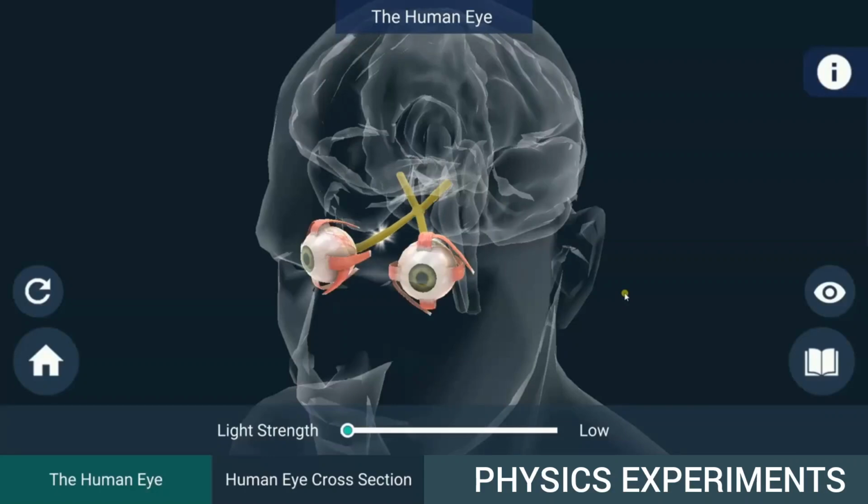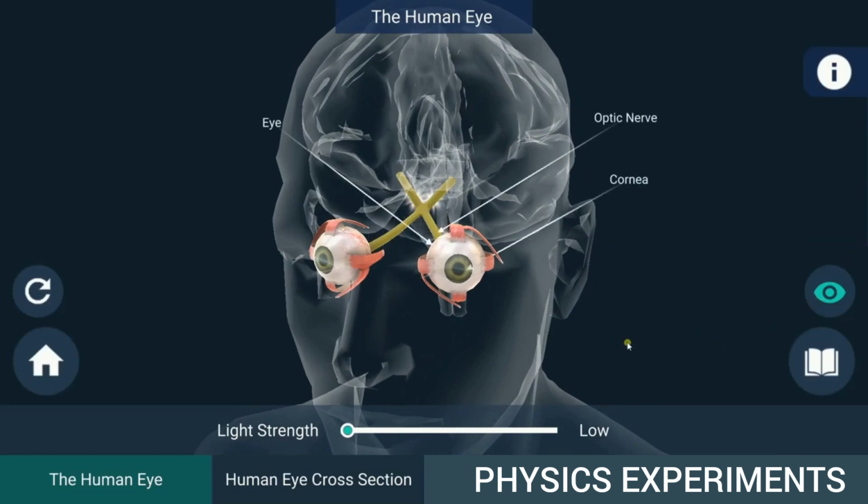Let us study about the human eye. Our eye is like a camera. Its lens system forms an image on a light-sensitive screen called the retina.